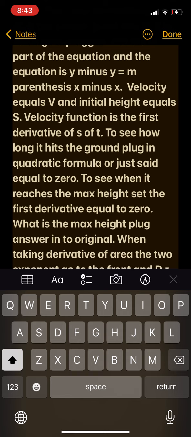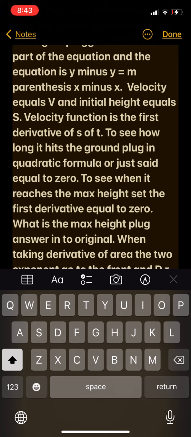Velocity is v, and initial height is s. The velocity function is the first derivative of s of t. To see how long it takes to hit the ground, plug into the quadratic formula, or just set it equal to 0.